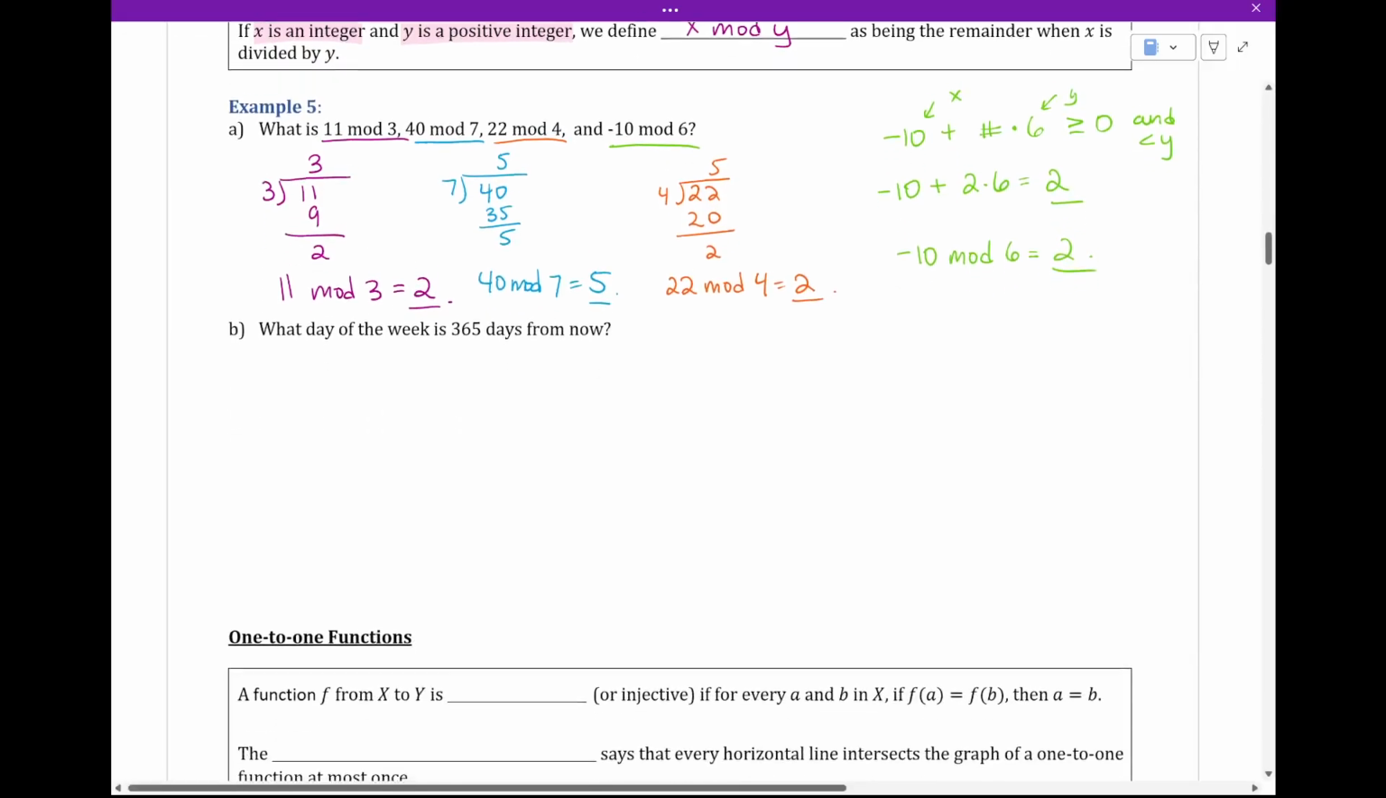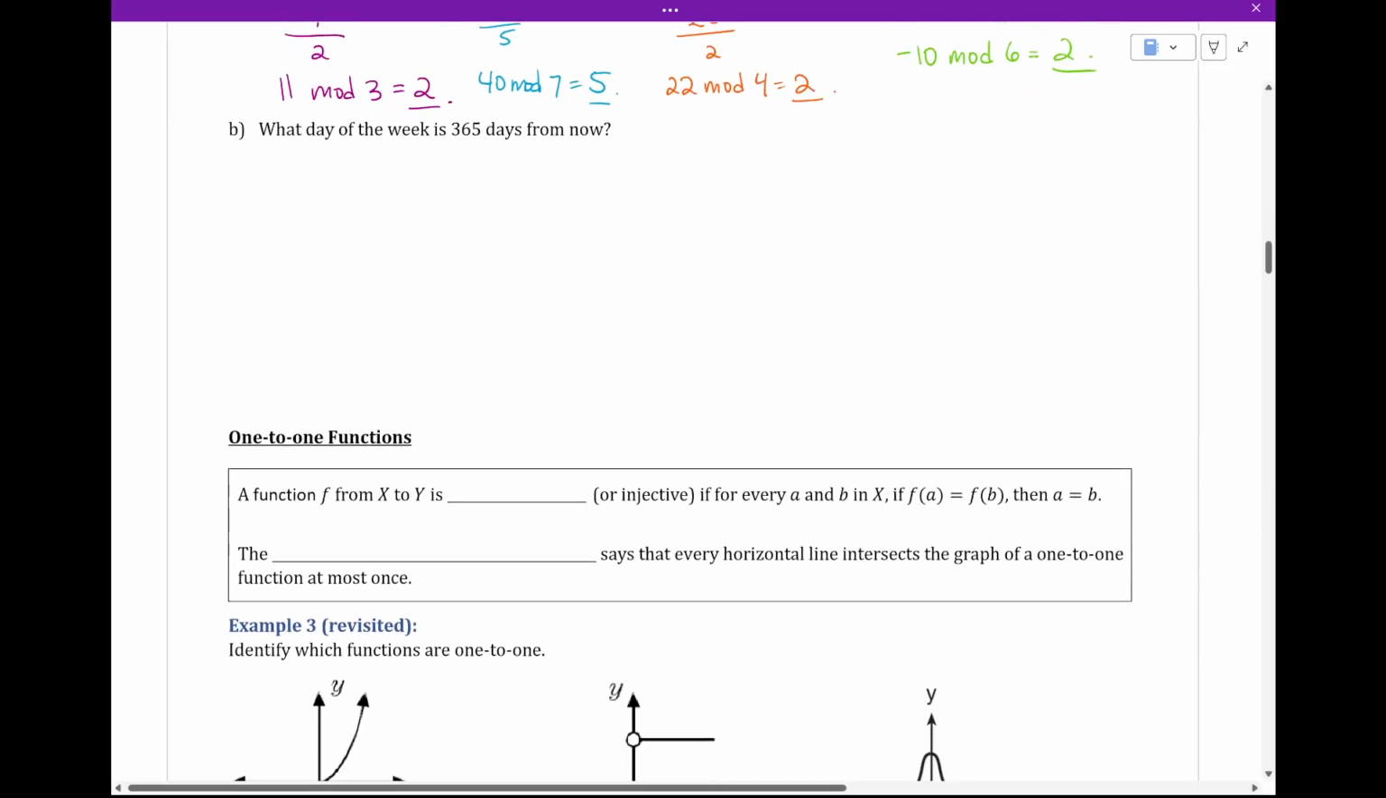Okay. What day of the week is 365 days from now? Here we're seeing a good example of an application for a modulus operator. Well, how many days are in a week? 7. So what is 365 mod 7? 365 and 7. Let's see, 7 times 5 is 35. 1, bring down the 5. 7 goes into 15 twice, and I get 14, so I have a 1. So 365 mod 7 is 1.